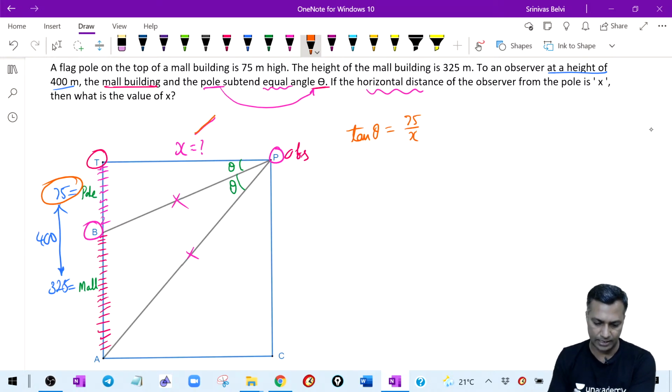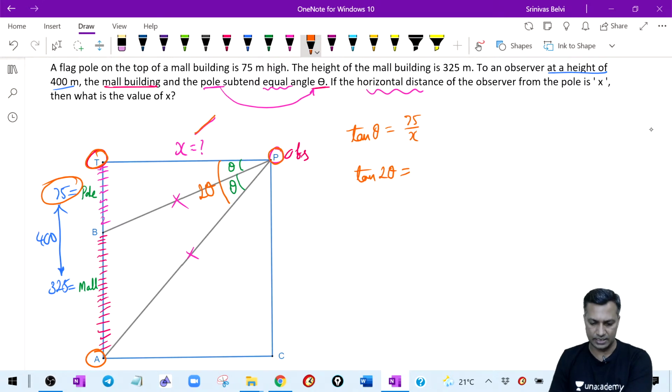Okay, that's one diagram. Take the second diagram: take P, T and A. Look at it till the bottom, then the whole stuff will be 2 theta, theta plus theta. Again use tan, tan 2 theta, because I don't want to let go of the X here. Tan 2 theta is nothing but the overall length divided by X. What is the overall length? 400 meters. 400 divided by X.